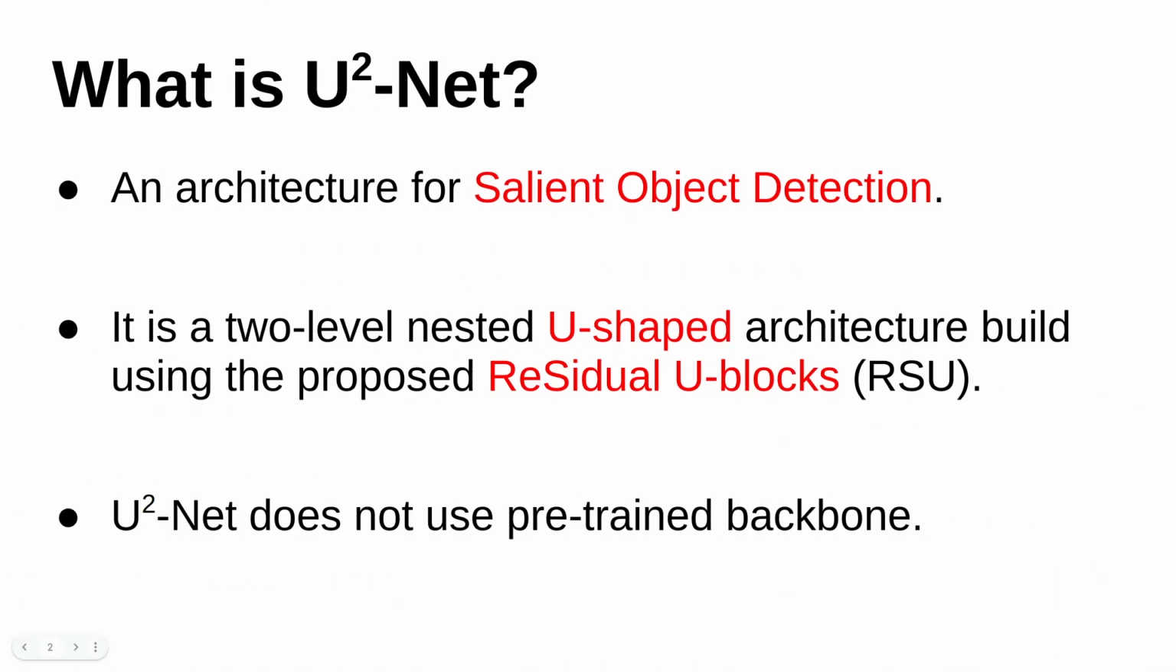So our first question is, what is U2Net? It is an architecture specifically designed for salient object detection. Second, it is a two-level nested U-shaped architecture built using the proposed residual U-blocks. And at last, one of the main features is that U2Net does not use any pre-trained backbone, which makes it really light when compared with existing methods.